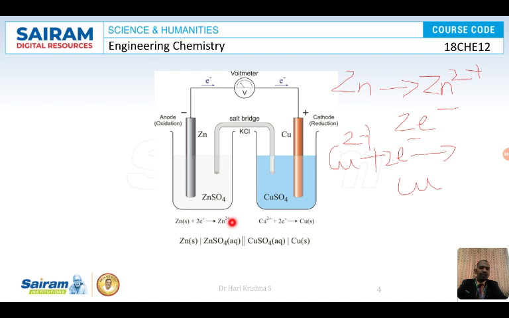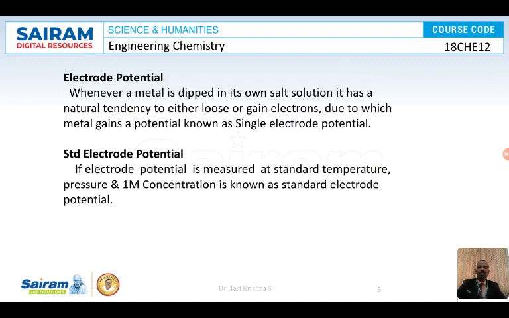So the cell can be represented as follows: the salt bridge is written as 2 vertical lines. On the left hand side we write the anode, and on the right hand side we write the cathode. This is how the cell is represented.